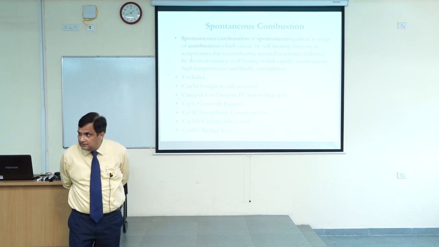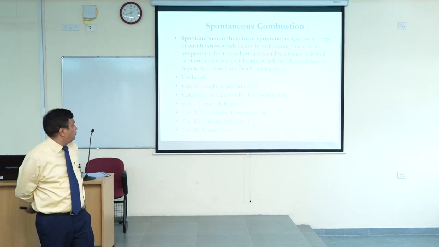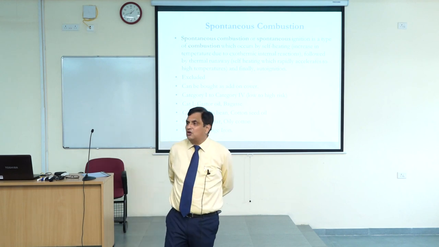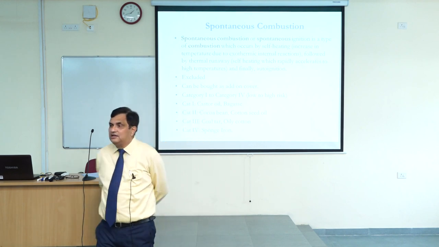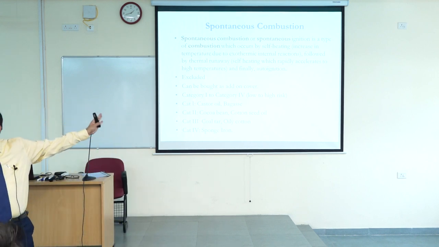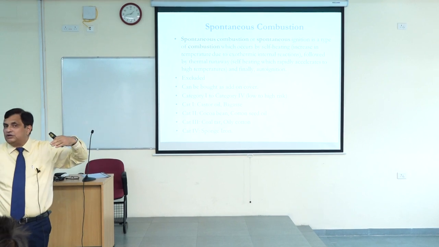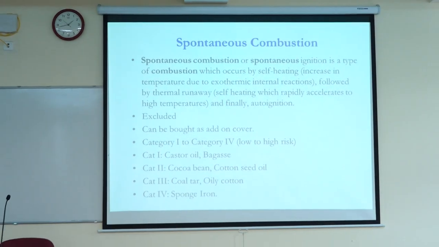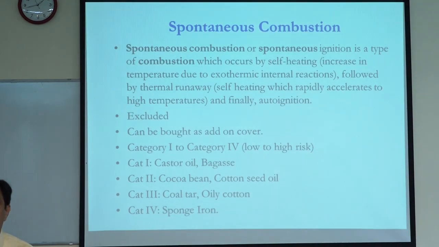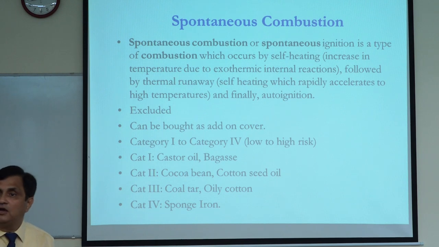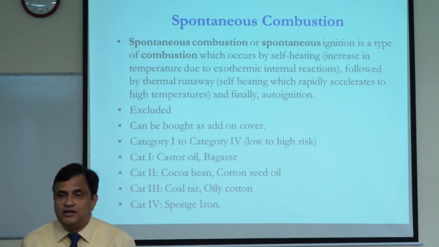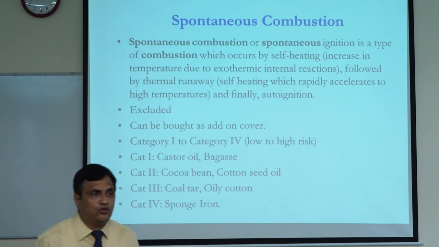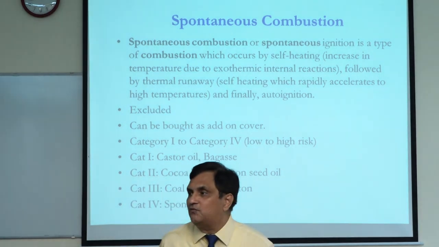Normal standard policy excludes it, but it can be bought as an add-on peril. Normally in India, all the goods have been categorized into four categories. Category 1 is the lowest hazard, category 4 is the highest hazard. For those of you who are interested to know the list of goods which fall under category 1, 2, 3, 4, you can just Google the Insurance Information Bureau, IIB site. You have the fire tariff, All India Fire Tariff, called AIFT. All the goods are listed there, and what falls into category 1. If you have any of those goods, it is preferable that this add-on cover is bought for spontaneous combustion.